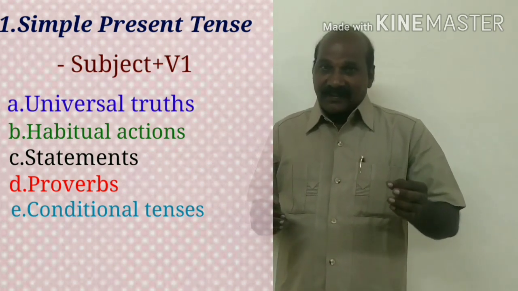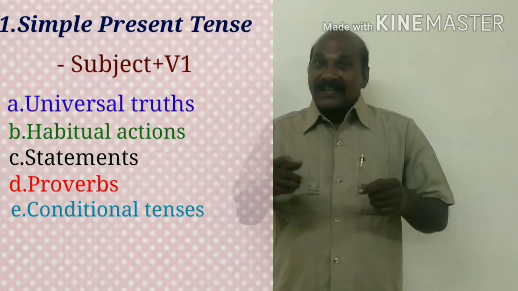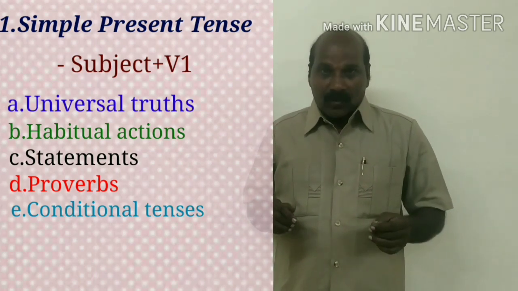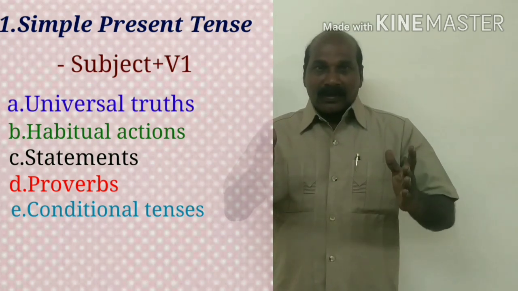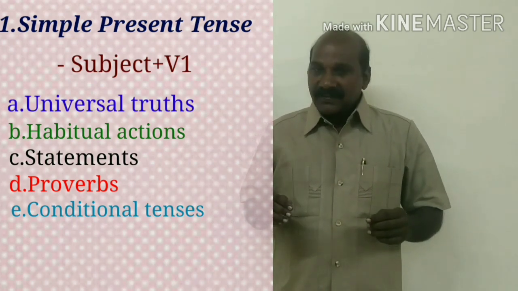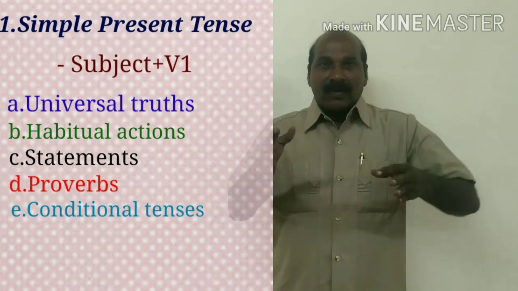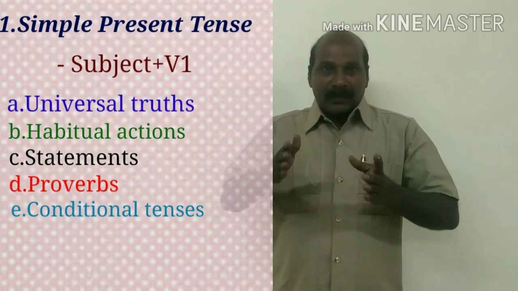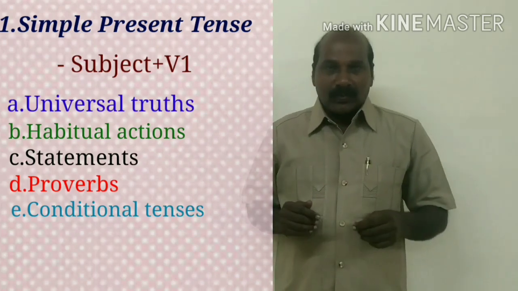The sun rises in the east. The sun sets in the west. The earth revolves around the sun. Water boils at 100 degrees centigrade. Salt dissolves in water. All these examples refer to universal truths.